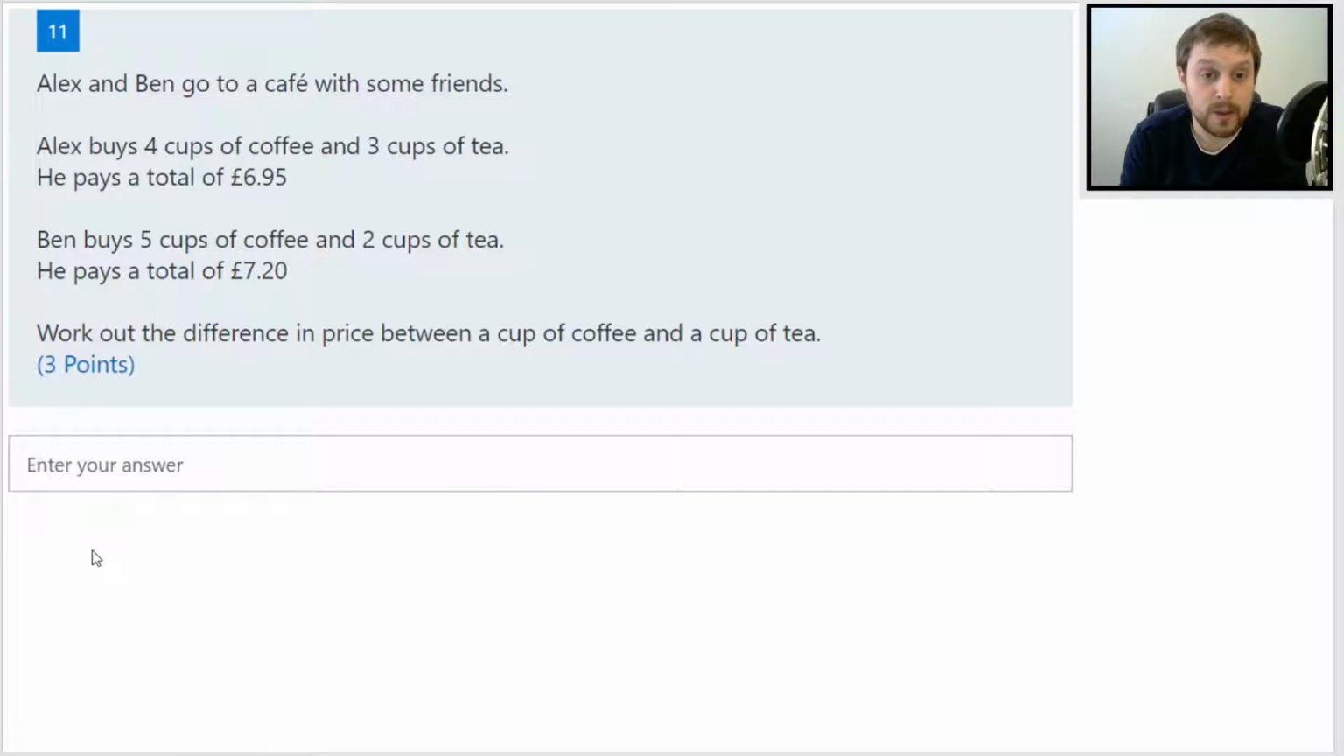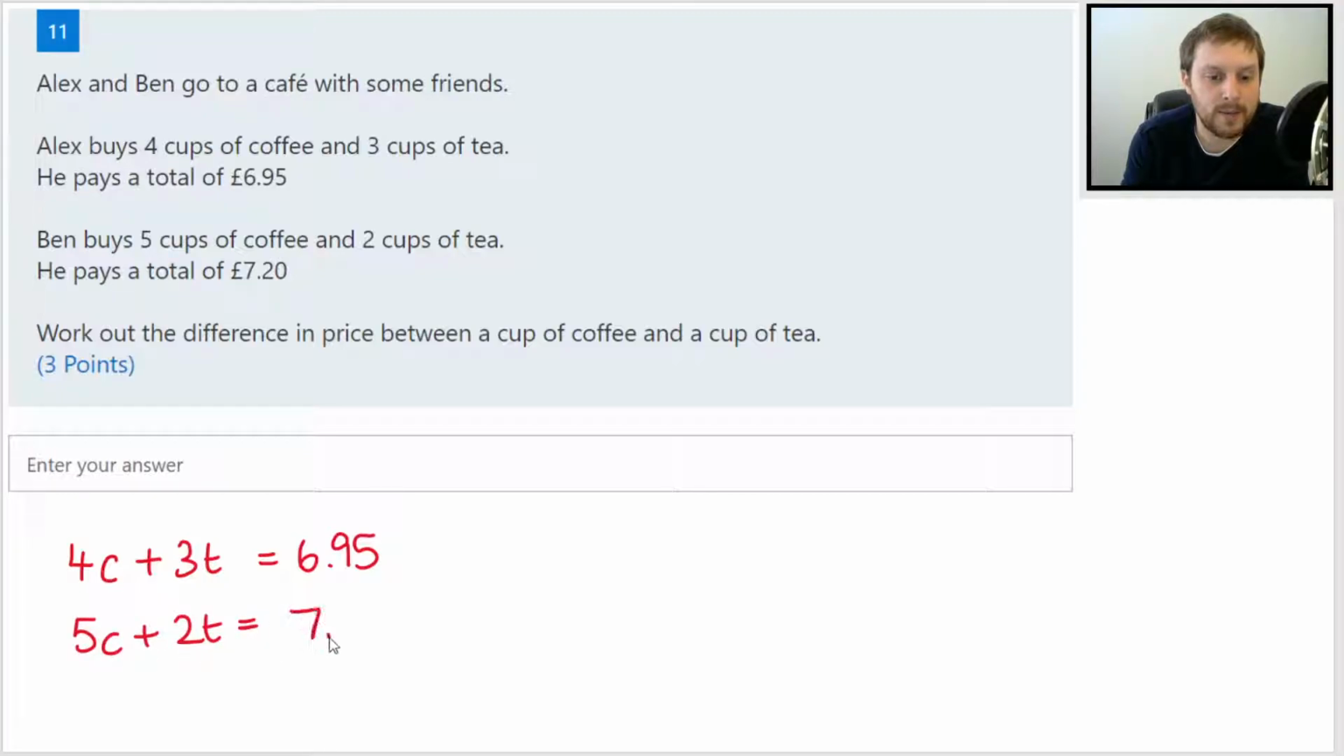So the simultaneous equations are simply that we have 4C plus 3T, so 4 coffees and 3 teas. C is going to be the price of a cup of coffee, and T will be the price of a cup of tea. When we do 4C plus 3T, we get 6.95. And if we do 5C plus 2T, we get 7.2. So we're going to just deal with numbers right now and convert back to money at the end.